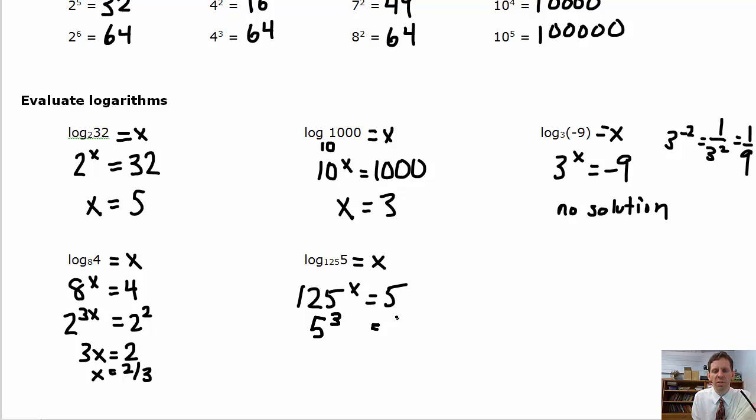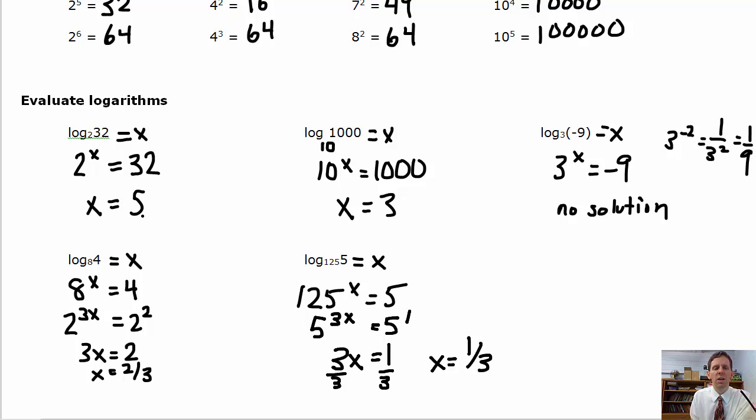5 is equal to 5 to the 1st power. So I'm going to write this so it has an exponent as well. I'm going to put my equal sign in here, and my x is going to still be in the exponent. I want these exponents to be the same. The bases are the same. To get the exponents the same, we need to say that 3x equals 1. So it's kind of like the 5's cancel, and you're left with 3x equals 1. Divide both sides by 3, and you get an answer of 1/3.